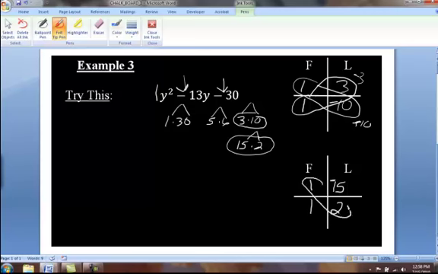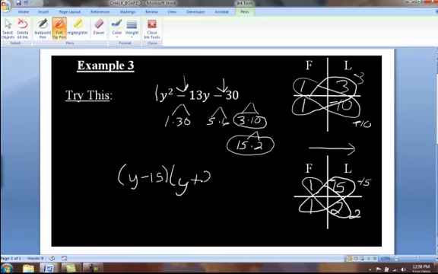So let's try negative 15 and positive 2. All right, let's cut across. We're going to have positive 2 here and negative 15 here. And those two will add up to give me negative 13. So that is the right combo. So now we just write our answer left to right. So we're going to have 1y, or just y, and then minus 15 times 1y, or just y, plus 2.